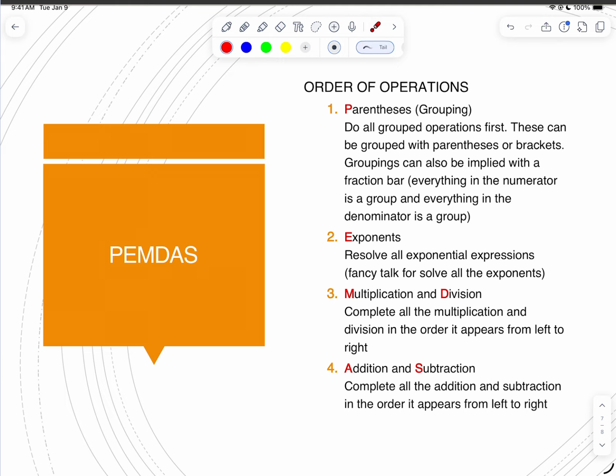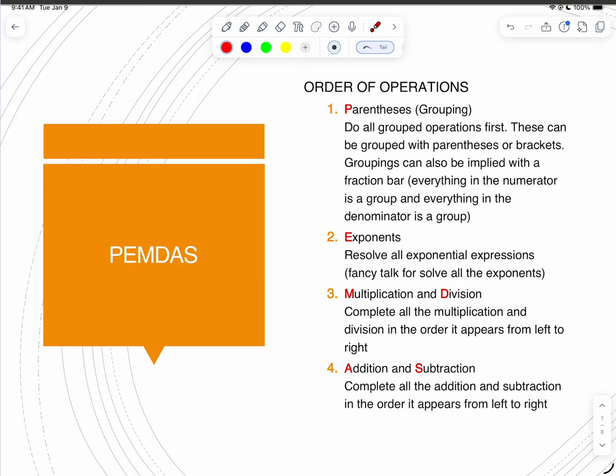The P in PEMDAS stands for parentheses, right? The E stands for exponents, the M stands for multiplication, the D stands for division, the A stands for addition, the S stands for subtraction. I want to immediately correct one common misunderstanding.